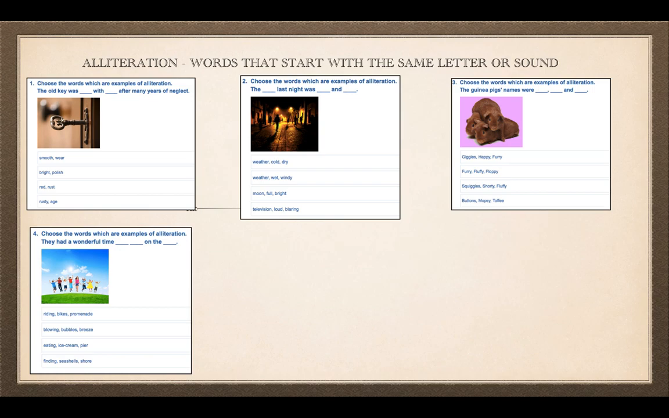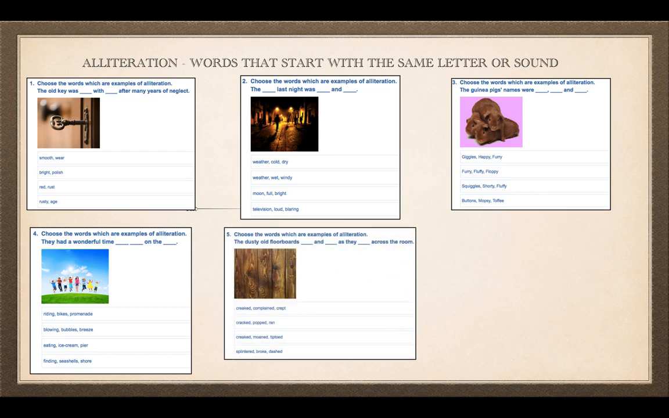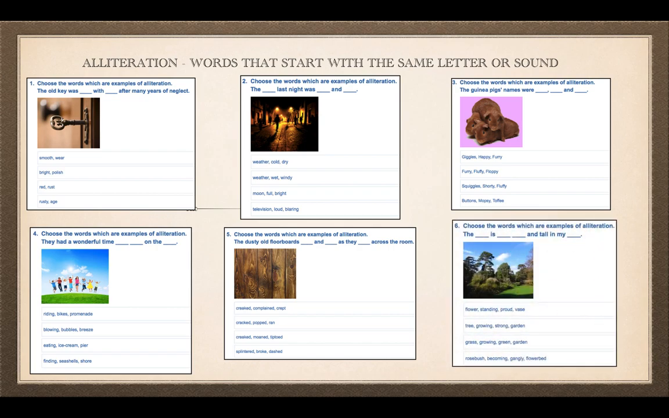Number 4, choose the words which are examples of alliteration. They had a wonderful time. Select the 3 words from down below that are examples of alliteration. Number 5, the dusty old floorboards and something as they something across the room. Select the 3 words from below. And last, number 6, the something is something something and tall in my something. So there are 4 words that you need to select below, which are examples of alliteration.